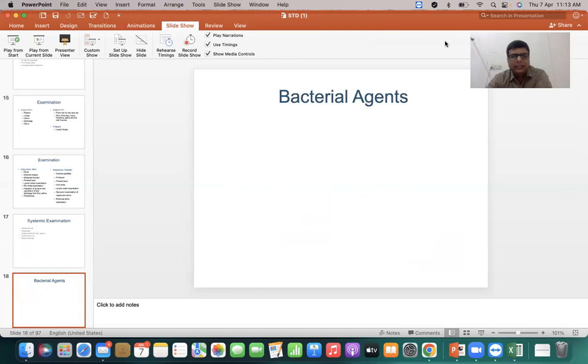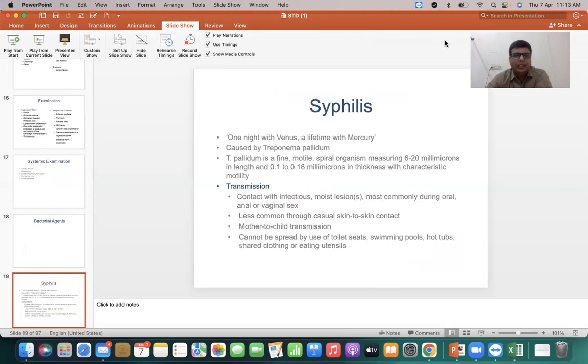So now we'll deal with separate infections. First, we'll go with bacteriological agents. Syphilis: one night means a lifetime. That means once you acquire the STD syphilis, you have to live with it. Previously that was the case, but now there is a cure. It is caused by Treponema pallidum, a spirochete.